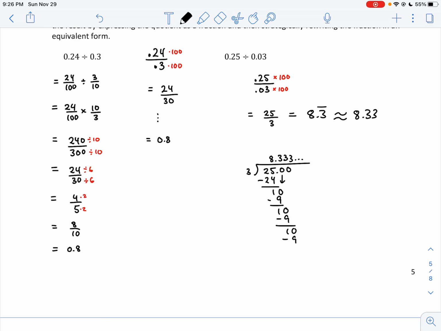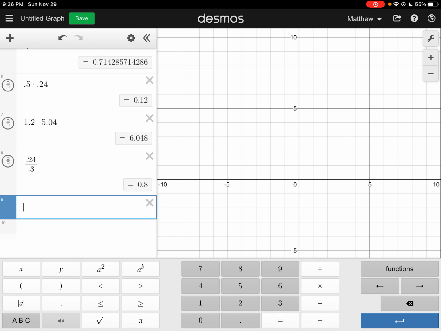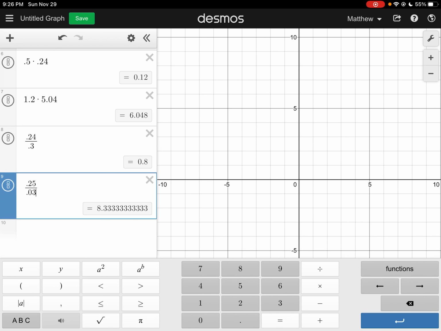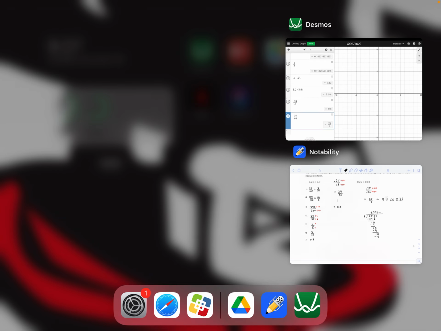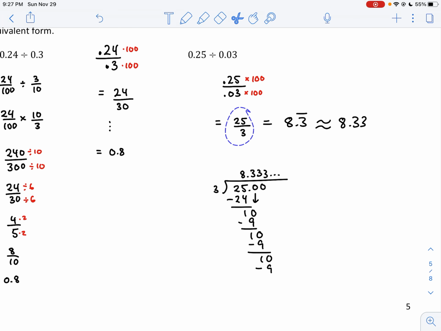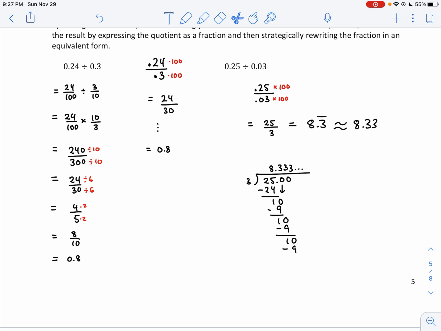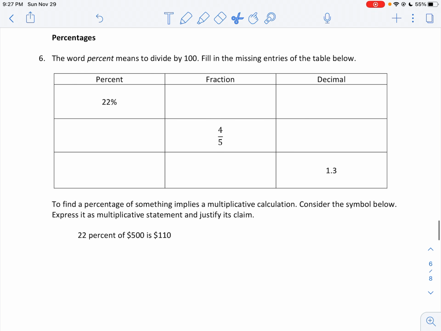Okay, let's confirm this one. We're doing 0.25 divided by 0.03. And notice we get 8.3 and a bunch of 3s. Now this, of course, is not showing you all the 3s because there's infinitely many. If you convert that to a fraction, notice it writes that instead as 25/3, which is what we had here by using this approach. Okay, let's keep moving on.